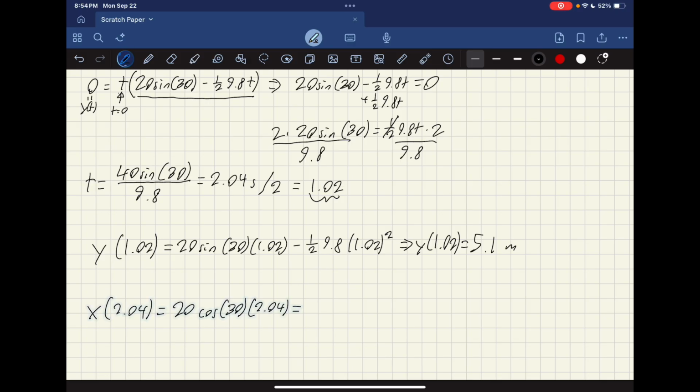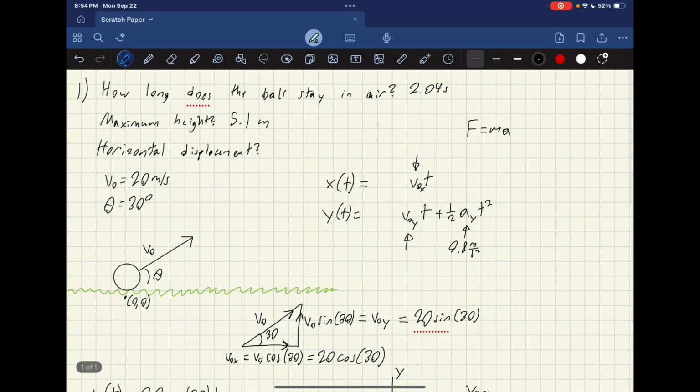I plug that into the calculator real quick. You get a value that's about 35.3 meters. And that is the end of this problem. I do want to say one quick thing though, that the way that I solve this problem is not the only way to solve the problem.